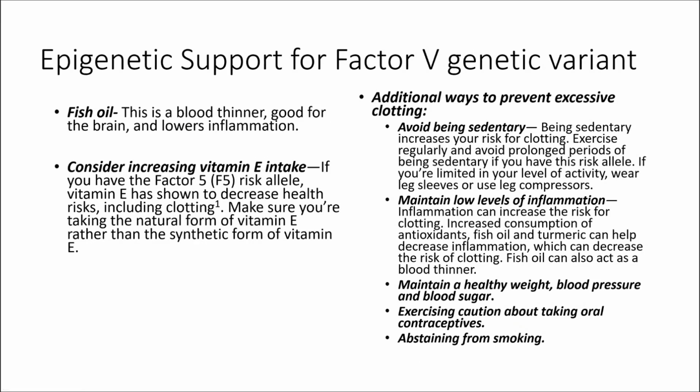What are some epigenetic environmental things you can do if you have this gene? Fish oil. Fish oil is a wonderful blood thinner without bad side effects like some NSAIDs that can cause kidney damage and thinning of the digestive lining and GI bleeds. Vitamin E research, which I cite in my first book, the genetic testing book. If you have a factor V risk allele, vitamin E has been shown to decrease the health risk from clotting.